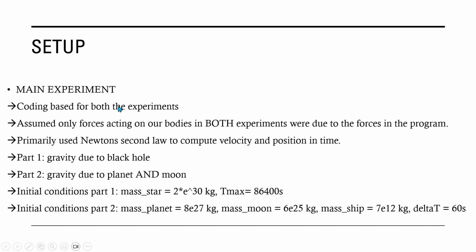So our setup is simple. The entire lab was a coding-based lab, and we assumed that only the forces acting on our bodies in both experiments were due to the forces in the program only, and we primarily use Newton's second law to compute the velocity and the position. So our part 1 is gravity due to the black hole, part 2 has gravity due to the planet and the moon. Our initial conditions in part 1 are as such: T max 86400, that's I think the seconds in a year or something. Then initial conditions in part 2 are as follows.